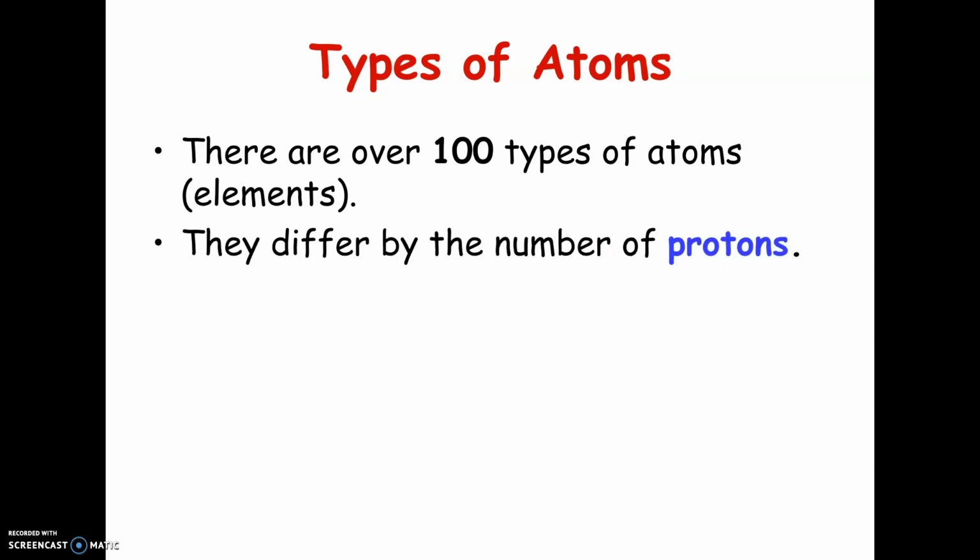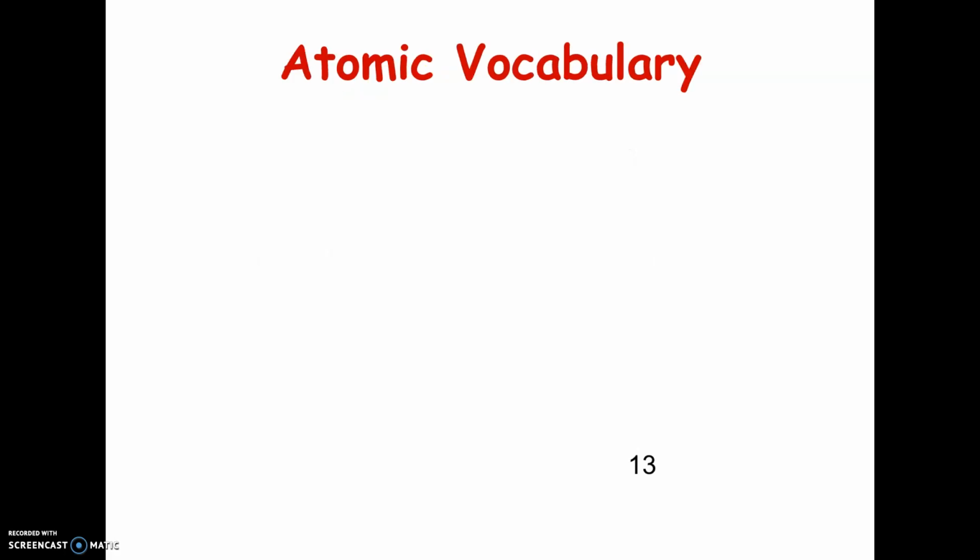And the one thing you should know is that they differ by the number of protons. Remember, part of Dalton's theory was that atoms of the same element are identical. And I said that that's not exactly true because they can differ in the number of neutrons in nature. But if it's hydrogen, it's going to have one proton. That's never going to change. And so the number of protons in a specific element will always, 100% of the time, be identical.